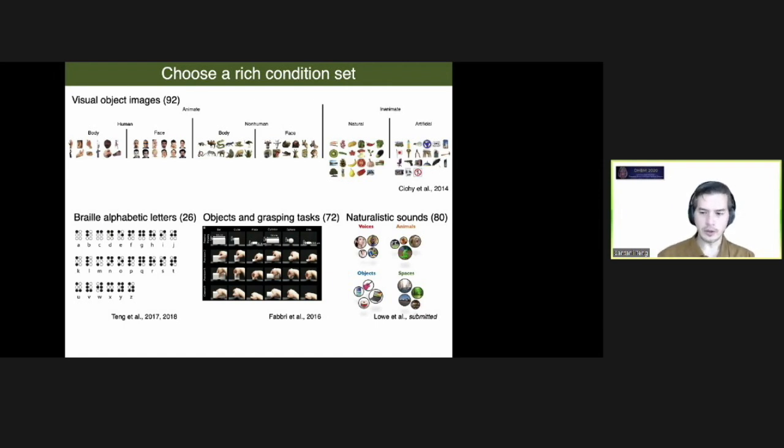And the example that I'll go through with more detail now is the naturalistic one. There's a set of 80 naturalistic sounds grouped into 4 high-level semantic conditions. And in this case, participants just listened attentively but passively to those sounds.